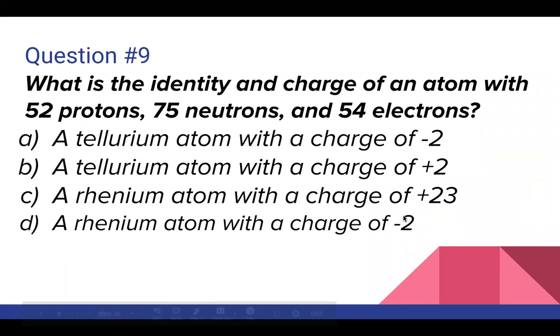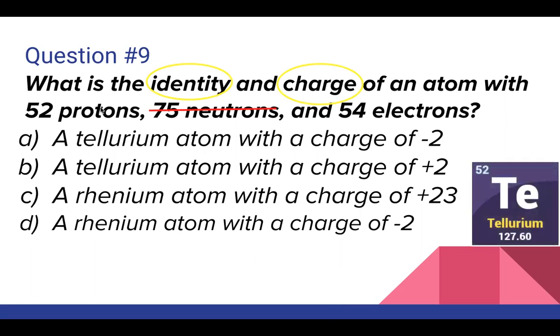Question number 9. What is the identity and charge of an atom with 52 protons, 75 neutrons, and 54 electrons? Now the question is asking us for the identity and the charge of the atom. So if we want to know the identity, we can just look at the number of protons. And if we want to know the charge, we should look at the number of protons minus the number of electrons. So for identity and charge, in both of these cases, we don't really need to know the number of neutrons. So sometimes we give extra information, and you should be able to decipher what information is needed and what information is not needed. Okay.